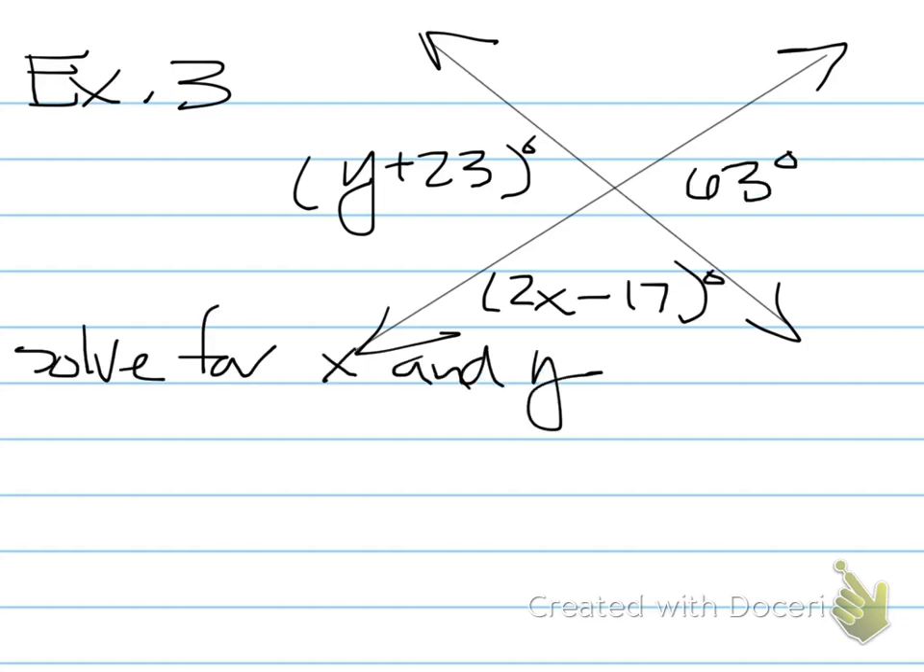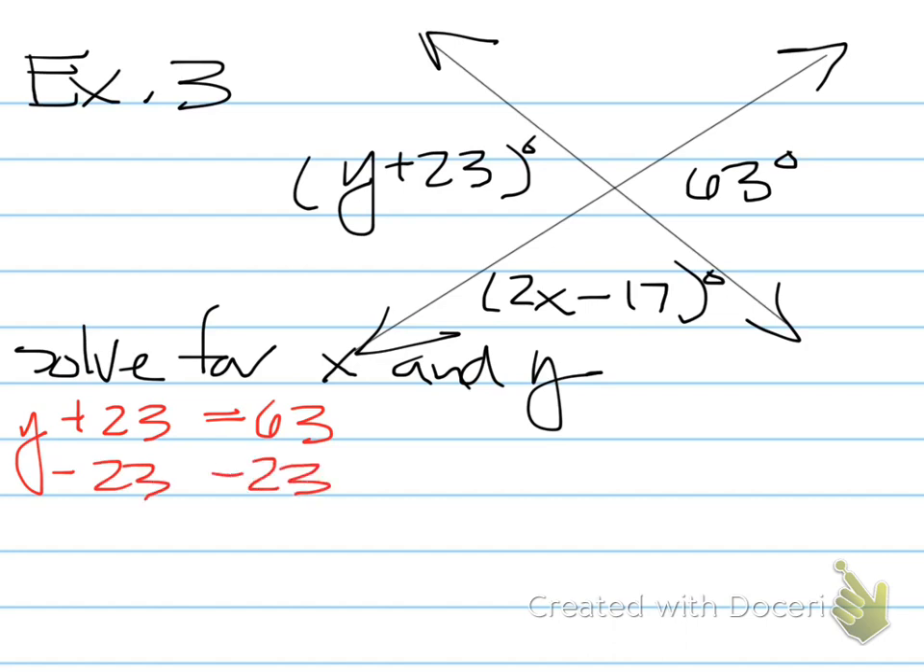All right, in this next example, I'm going to start by finding y, because the expression y plus 23 for that angle measure and the 63 degree angle form vertical angles, so they're equal to each other. So I want to subtract 23 from both sides, and I determine that y equals 40.